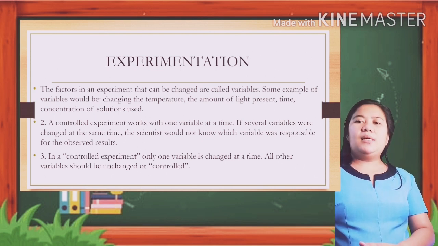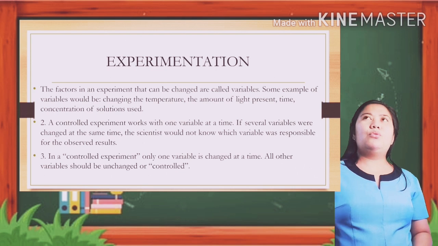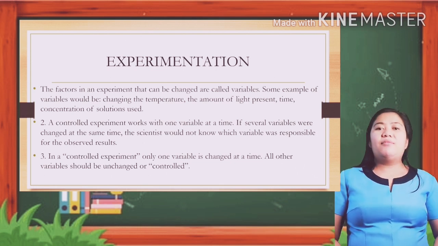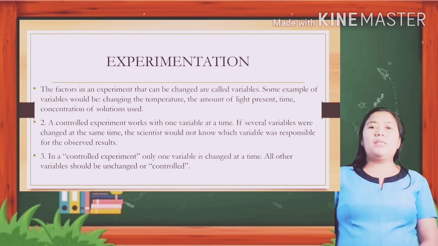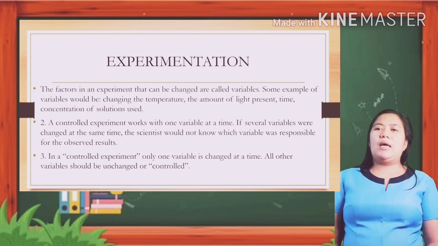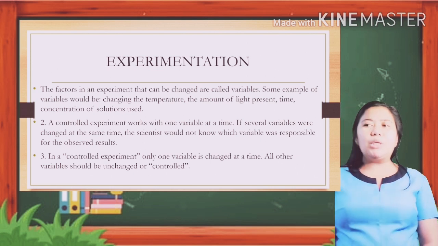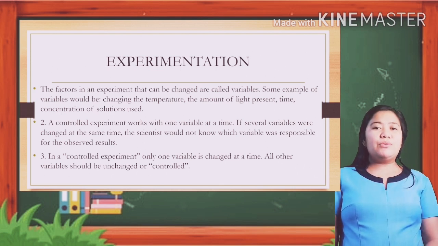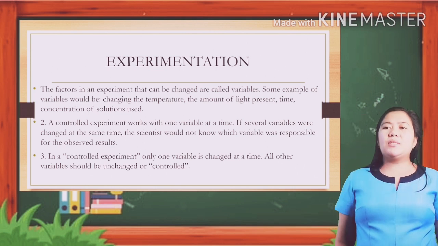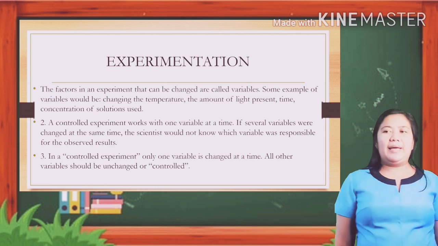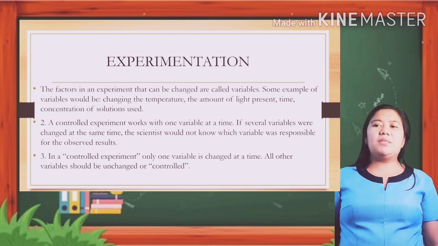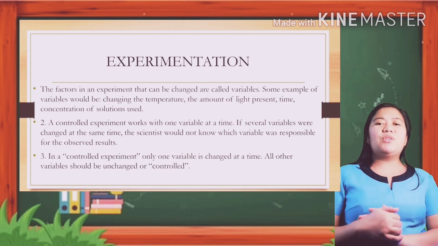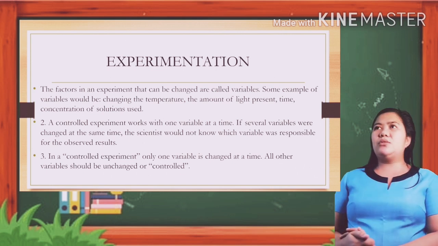Firstly, on experimentation, you need to first identify the factors that affect your experimentation. These are your variables. The factors in an experiment that can be changed are called variables. Some examples of variables would be changing the temperature, the amount of light present, time, concentrations of solutions used, etc. A controlled experiment works with one variable at a time. If several variables were changed at the same time, the scientists would not know which variable was responsible for the observed result.